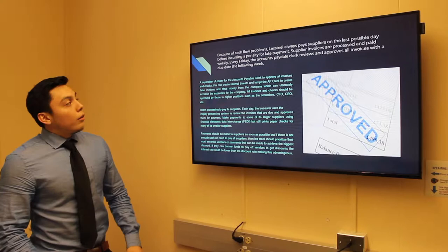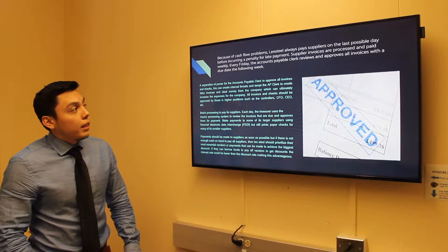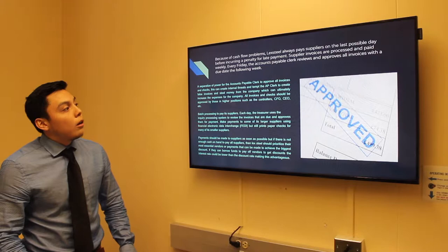One of the activities that you discussed is paying back your suppliers. Because of cash flow problems, Lake Steel always pays suppliers on the last possible day before incurring a penalty for late payment. Supplier invoices are processed and paid weekly. Every Friday, the accounts payable clerk reviews and approves all invoices with a due date the following week.